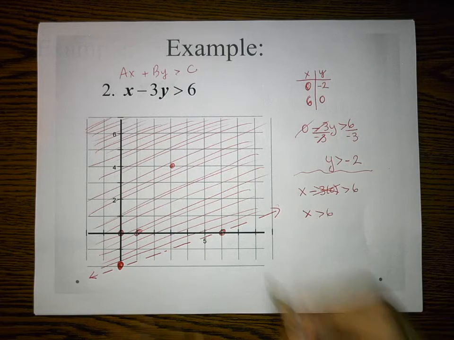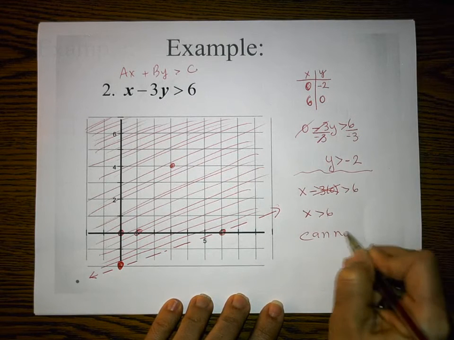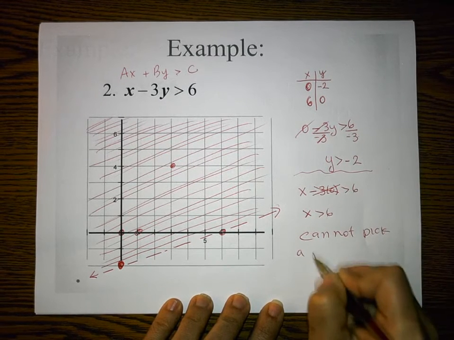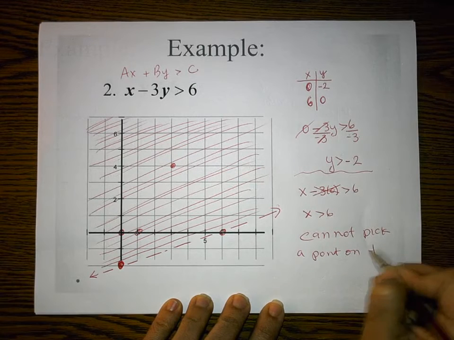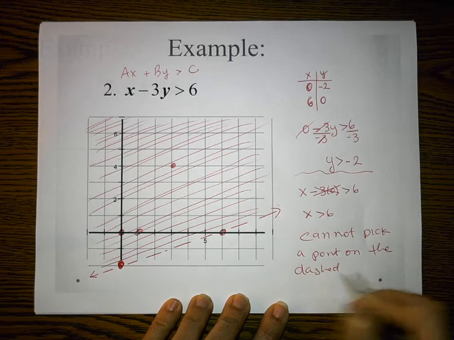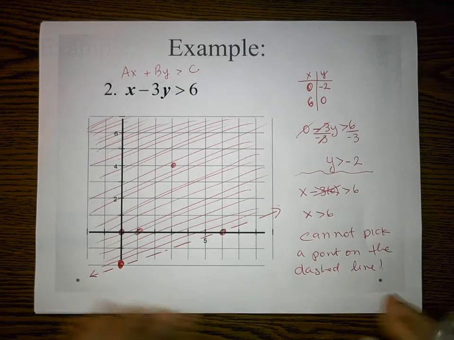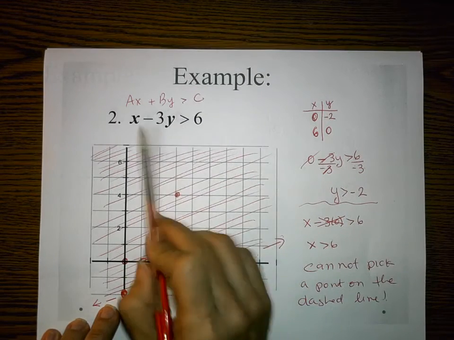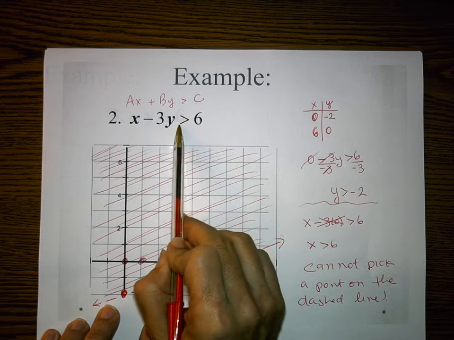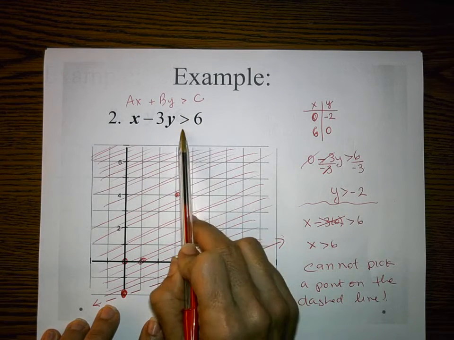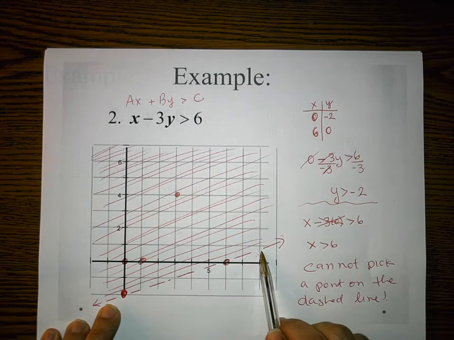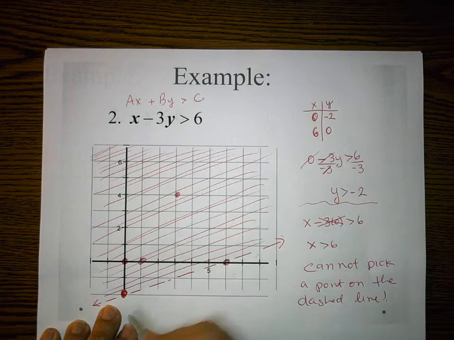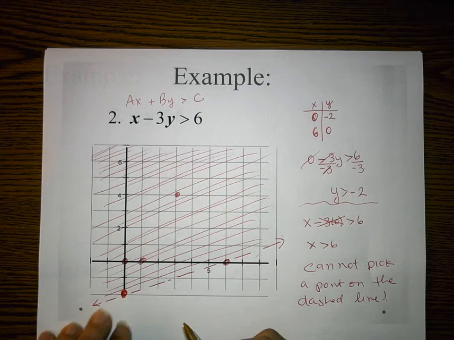But I cannot pick a point on the dashed line. Why? Well, because the dashed line is not included, okay? Hear what it says here: x minus 3y is greater than 6, not equal. So I don't want to count this line. If I wanted, I would have put an equal under and it would have included the line, okay? So that equals means it includes the line, and if it does not have an equal, then it does not include the line, okay?